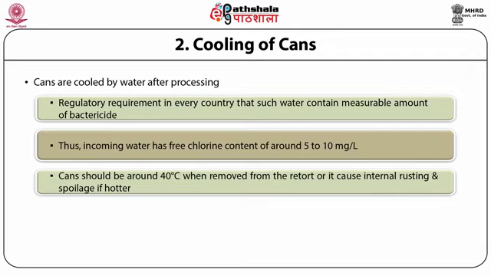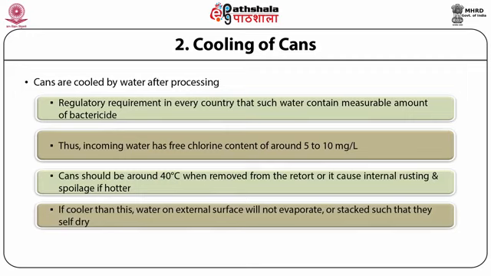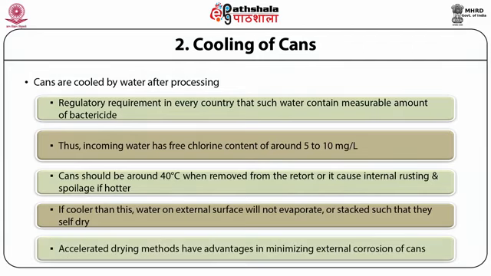If they are warmer than this, there is a risk of thermophilic spoilage, chemical degradation, and significant internal corrosion. If they are cooler than this, insufficient heat will remain to evaporate any water adhering to the exterior of the can. Cans should be stacked in such a way as to enable self-drying to occur prior to labeling and packing. Accelerated drying methods such as the use of hot air or steam spray, or rolling cans over sterile absorbent surfaces, have advantages in minimizing the external corrosion of cans.